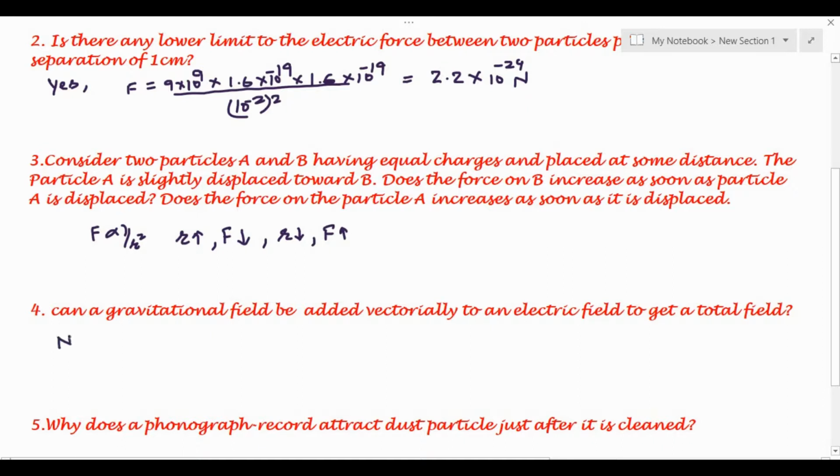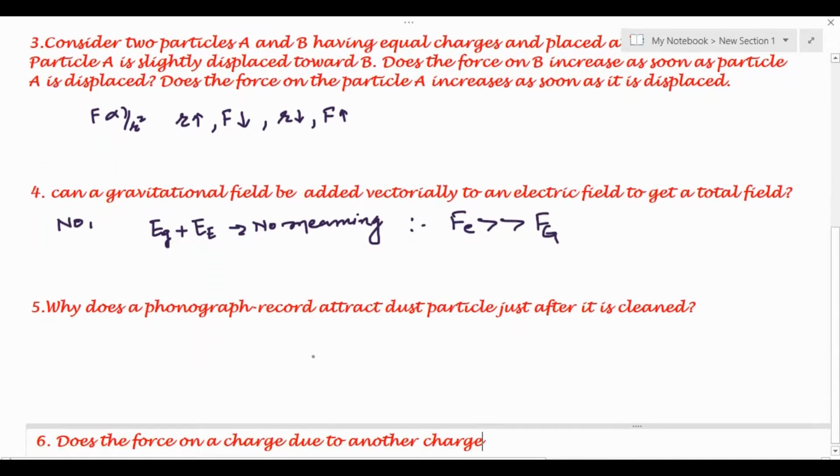Now question number 4. Can a gravitational field be added? No. The reason being, when you add gravitational field plus electric field, it has no meaning, because the electric force is very, very much greater than the gravitational force. Both have different contexts. If you consider one force, you have to disregard the other. That's why at a time you can talk only about the electric field, not about the gravitational field.